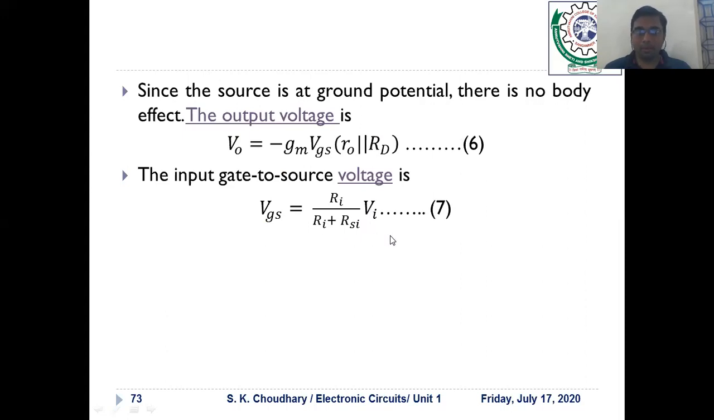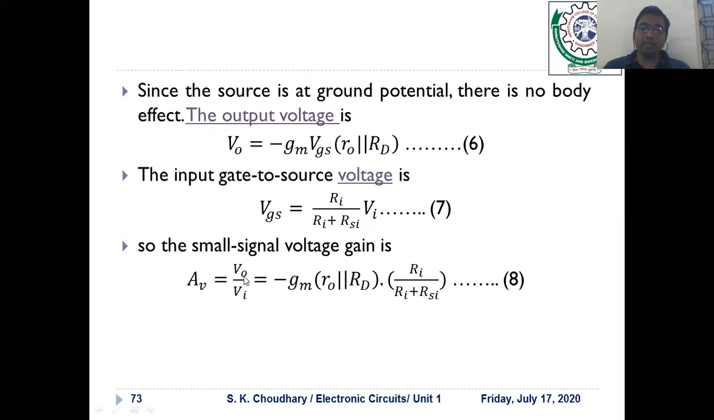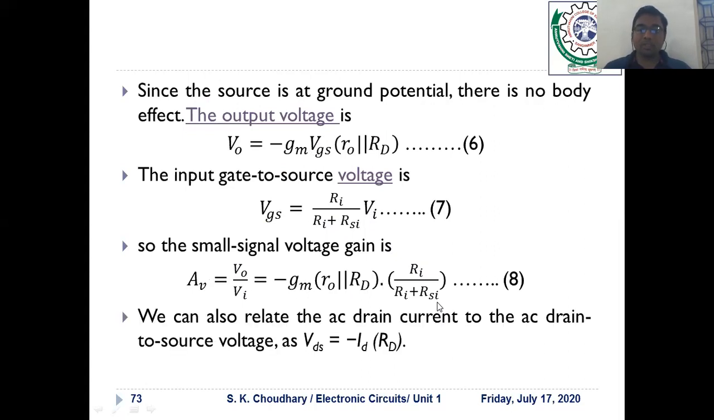Okay. Now we have calculated the input gate to source voltage. We have calculated the output voltage. Now it is easy to find the voltage gain. The voltage gain AV is equal to V0 upon Vi, that is equivalent to minus gm (ro parallel RD), the VGS term would be nullified, times Ri upon Ri plus RSI. So this is the equation of the voltage gain. This is a very important equation. For solving numericals, this formula would come into the picture.